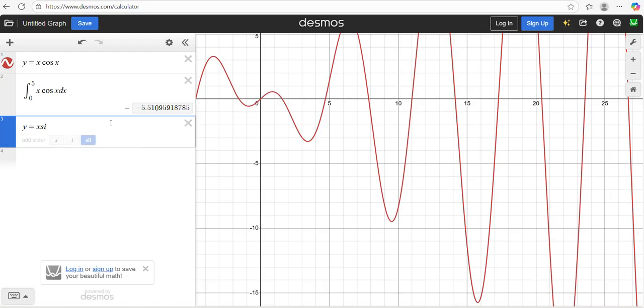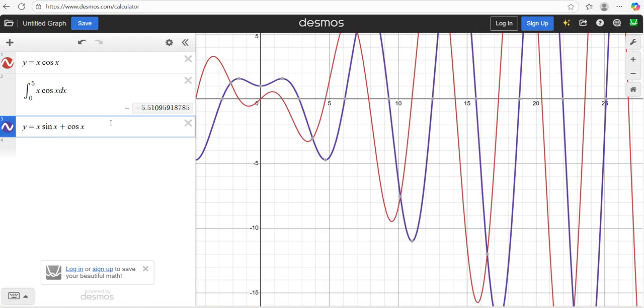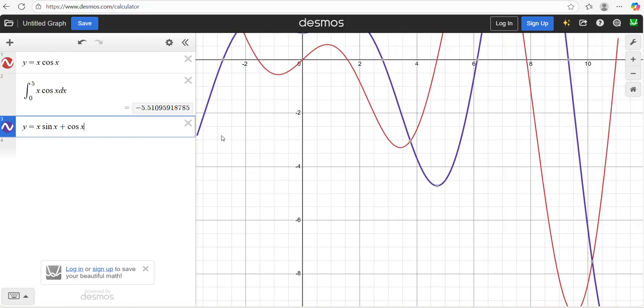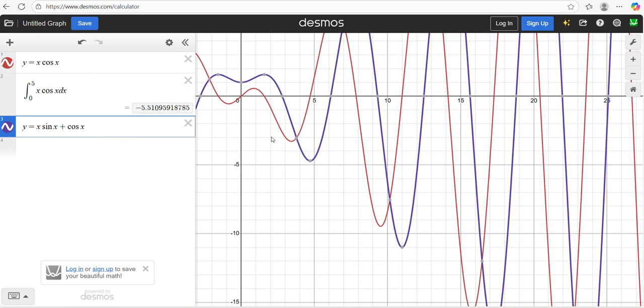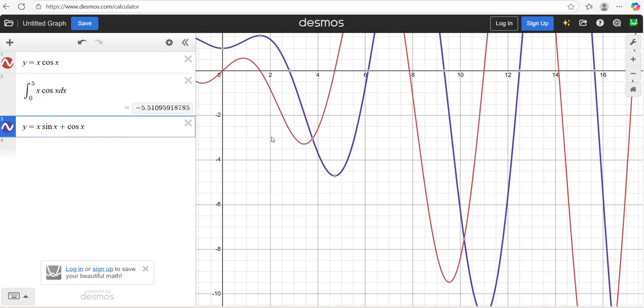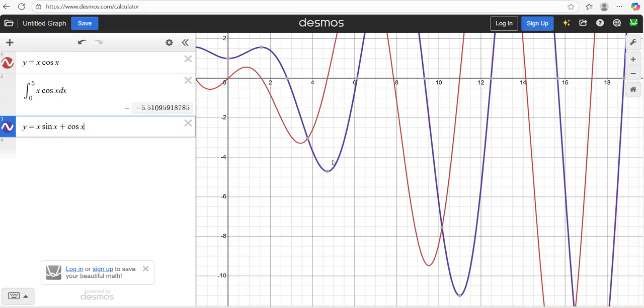Y equals x sine x plus cosine of x. Okay, so now we have this blue function here, and we want to go from 0 to 5. Well, first we need the value at 5. The value at 5 is negative 4.51. The value at 0 is 1. If you subtract, you get negative 5.51, which agrees with Desmos' answer for the definite integral that we started today's lesson with.